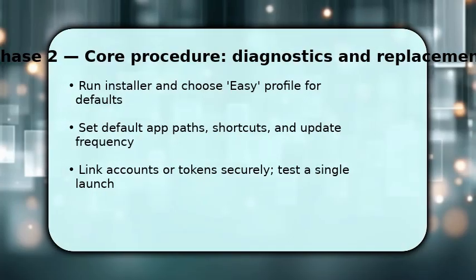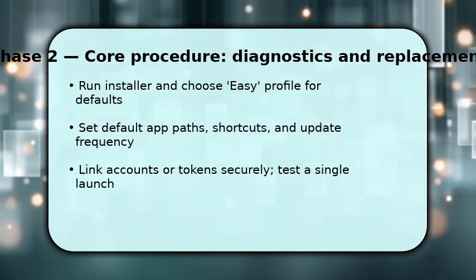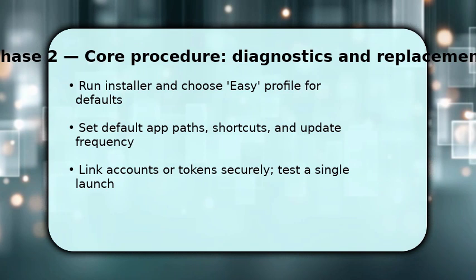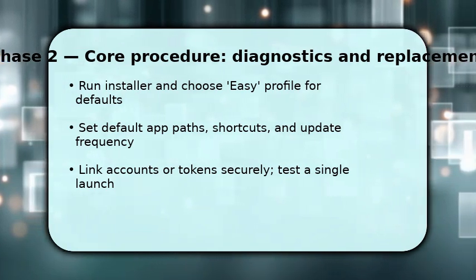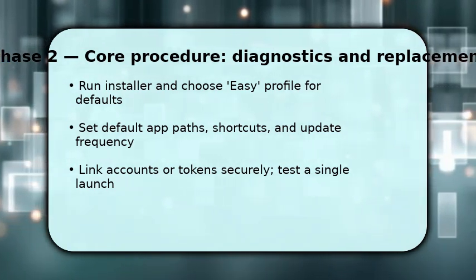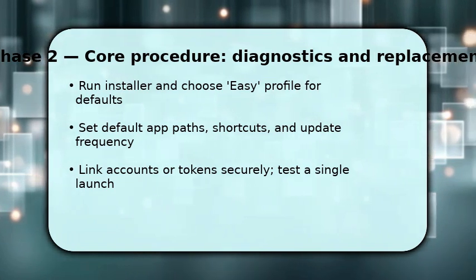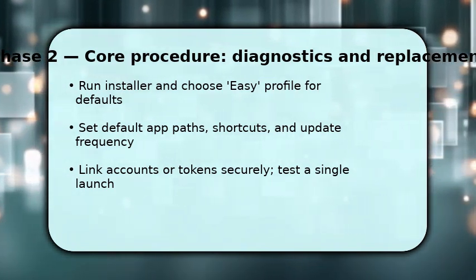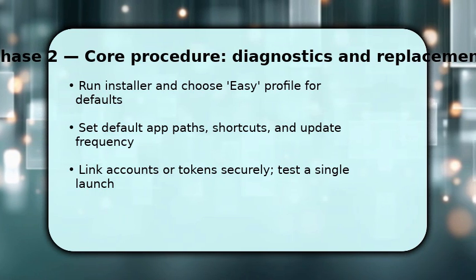You run the installer and choose the easy profile to apply sensible defaults faster. This saves time and reduces mistakes. Then set default app paths, shortcuts, and an update frequency that matches your workflow, because these control where apps install and how often updates occur.